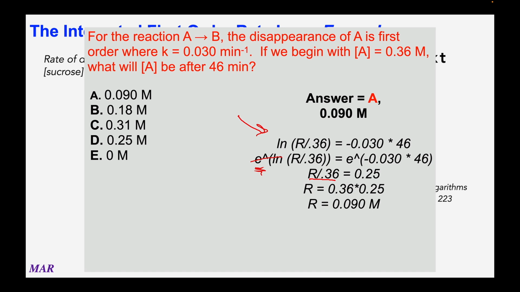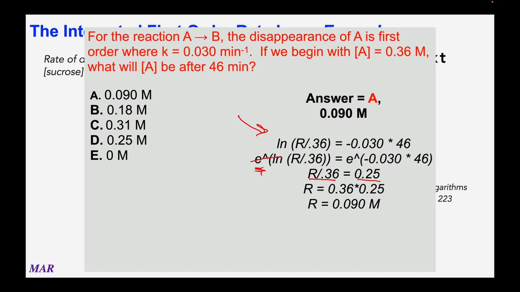So you'd go e to the power of minus 0.030 times 46 to get the part on the right side. And if you get to 2 sig figs, 0.25, you've done it right. If you don't, let me know. So r divided by 0.36 equals 0.25. r is 0.36 times 0.25. r comes out to be 0.090.